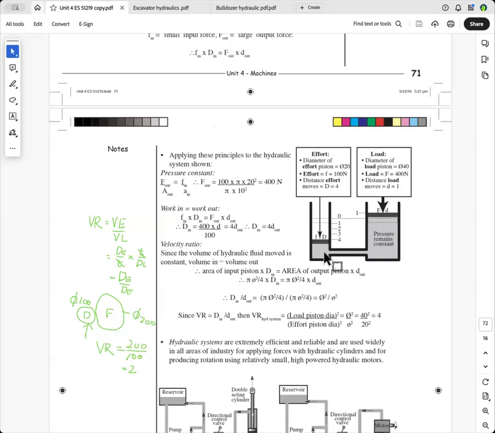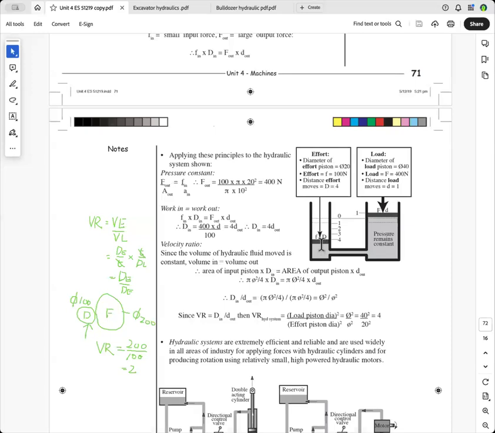Now let's have a look at a velocity ratio of a hydraulic system. Now I don't want you to have to go through all this. I want you to remember this, and this will not be on your formula sheet because it's a derived formula. So let's have a look at it. So you know that when you're applying a force to this, the volume of fluid that actually moves, and remember the fluid doesn't move, it's just a transfer of force. You don't get fluid actually moving, it's just a transfer of force through it because it's a closed system.